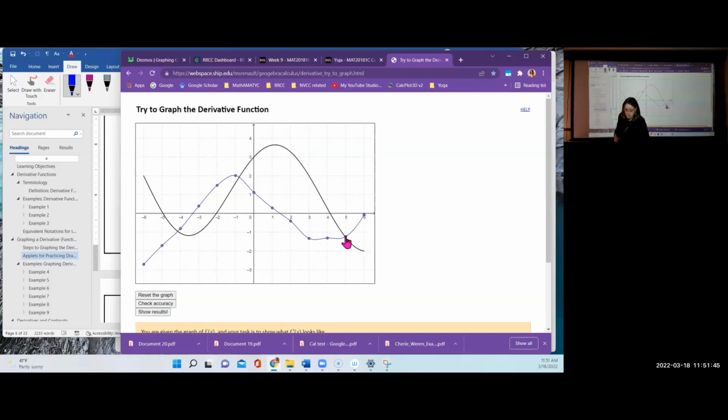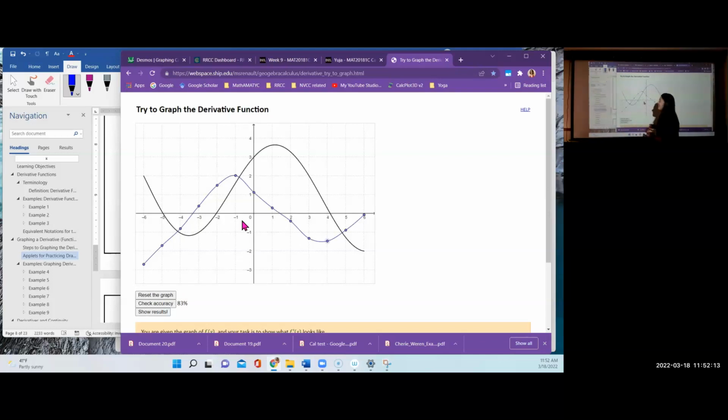So how can I draw this so that it looks like there is a relative minimum somewhere in there? Something like that. Hard to say exactly what it looks like, but this looks close to me. Again, I'm not trying to get the graph of the exact derivative function. I'm trying to get the general shape of the graph of the derivative function. Let's check our accuracy and see how well I did.